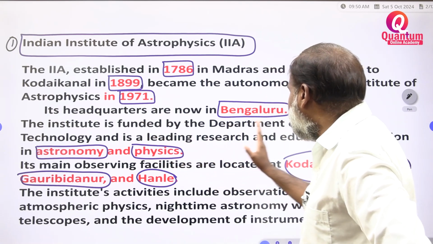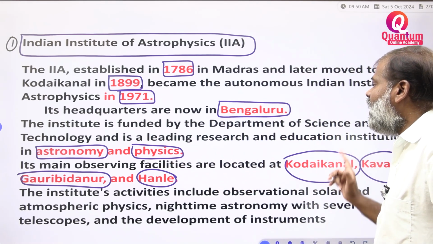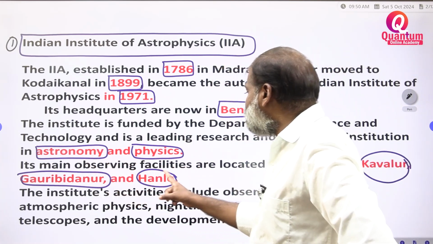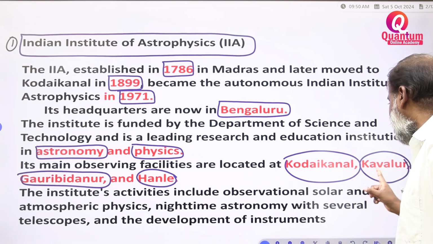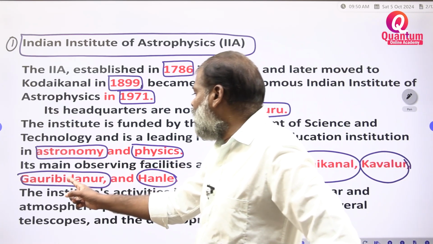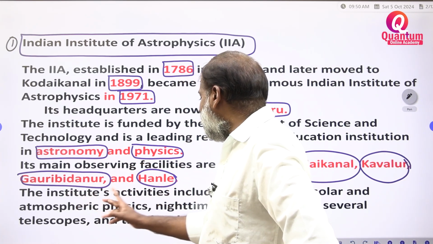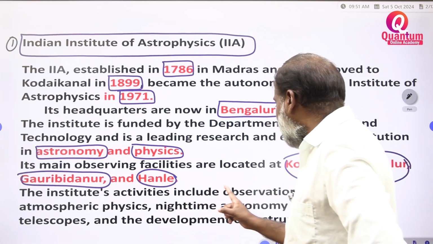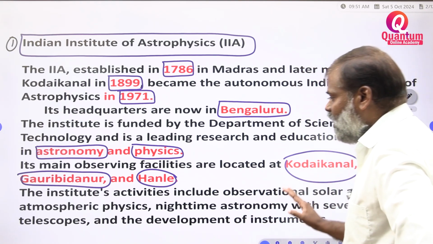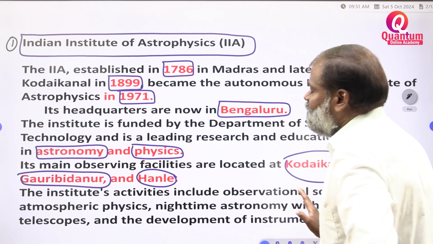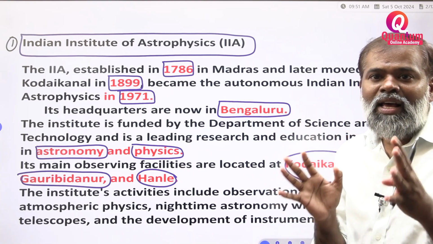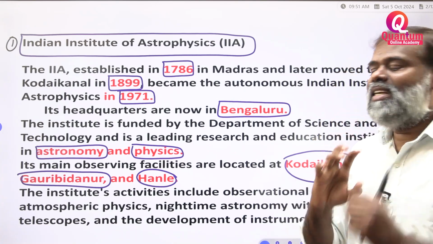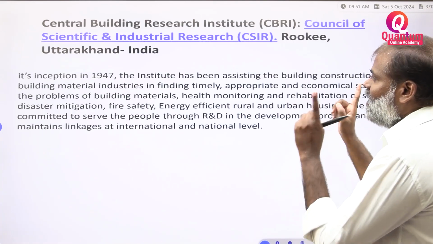The institute is funded by the Department of Science and Technology. It leads research and education in astronomy and physics. Its main observing facilities are located at Kodaikanal, Kavalur, Gauribidanur and Hanle. The institute's activities include observational solar and atmospheric physics, nighttime astronomy with several telescopes, and the development of instruments. This first institute gave the design and all the main intelligent things to the Surya Tilak project.